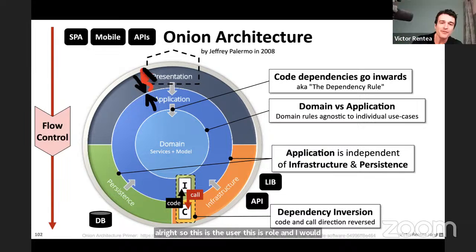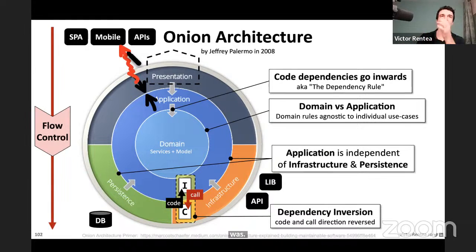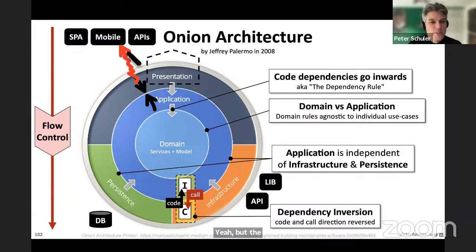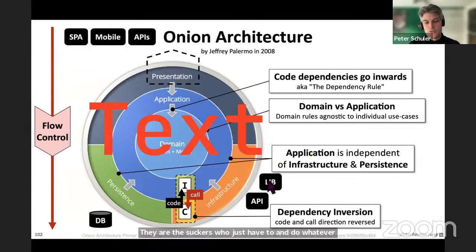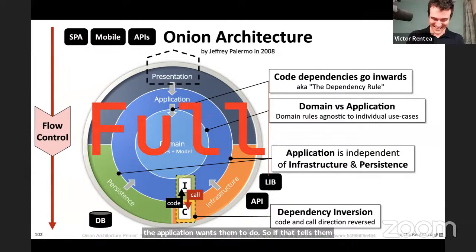So here also leaking into the front end, because the front end has to adapt, has to adjust to the permissions. You don't want to show a button if you can't click it. Yeah, but the front end is also the one who has to follow the application, right? They are the ones who just have to do whatever the application wants them to do. So if that tells them you need to translate all those 45 LDAP.